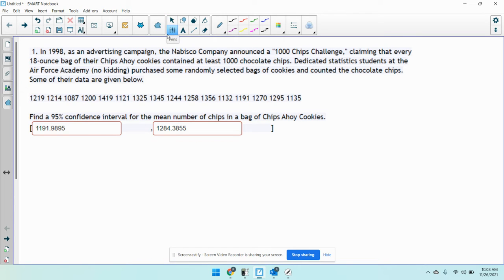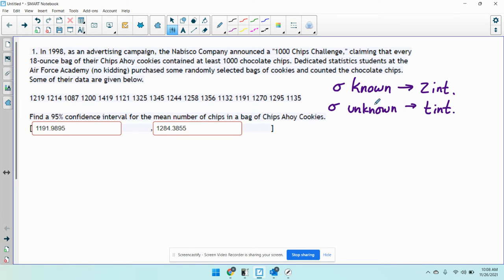Basically, this comes down to your choice of three operations in the calculator, and that really depends on what you're looking for. First thing, if we're looking for a confidence interval for the mean and sigma is known, let's say we know the population standard deviation, that's going to imply we're going to do a z interval. The other option would be that sigma is unknown. We don't know the population standard deviation.